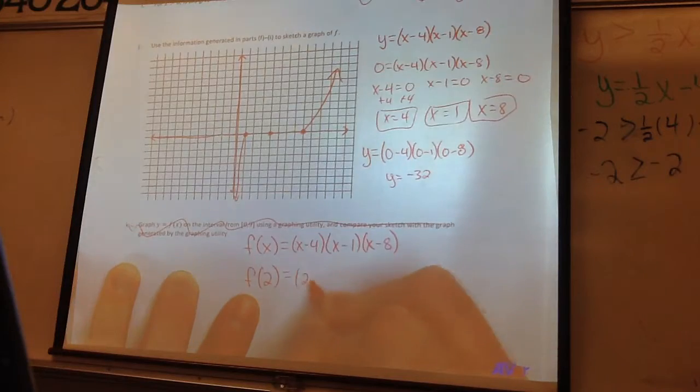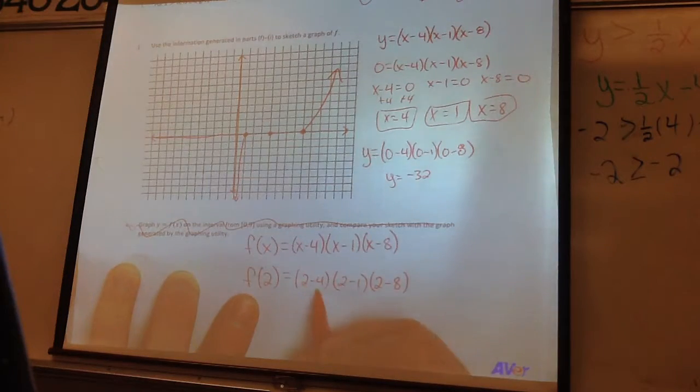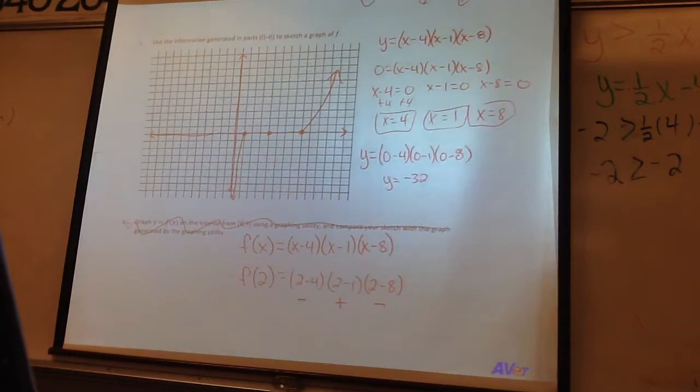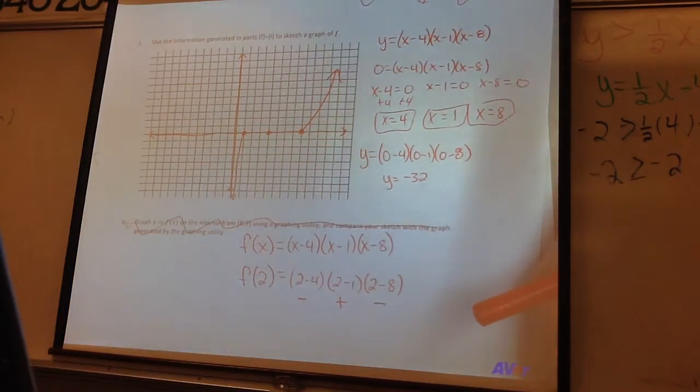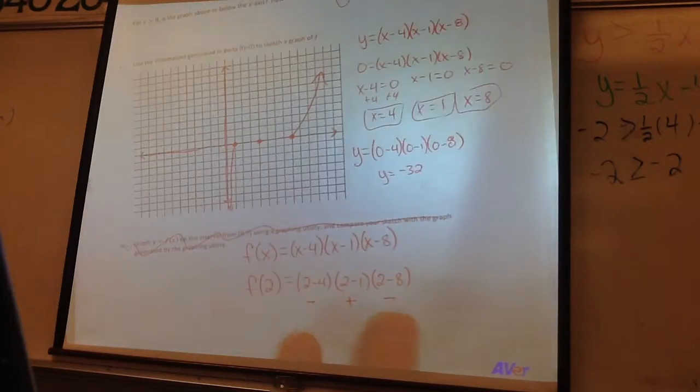Well, we're going to kind of do it, but not completely. This is just another way to check. If I did 2 minus 4, that would be a negative number, right? And if I did 2 minus 1, that would be a positive number. If I did 2 minus 8, that would be a negative number. What's a negative times a positive times a negative? Negative times positive is negative. Just look at the negatives: two negatives, a negative times a negative is positive.